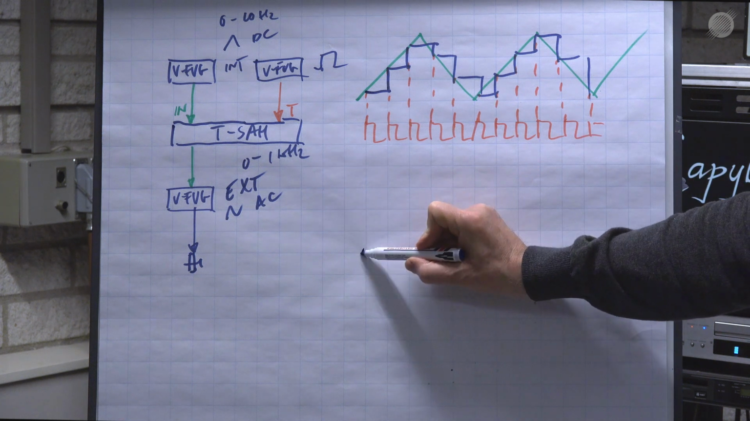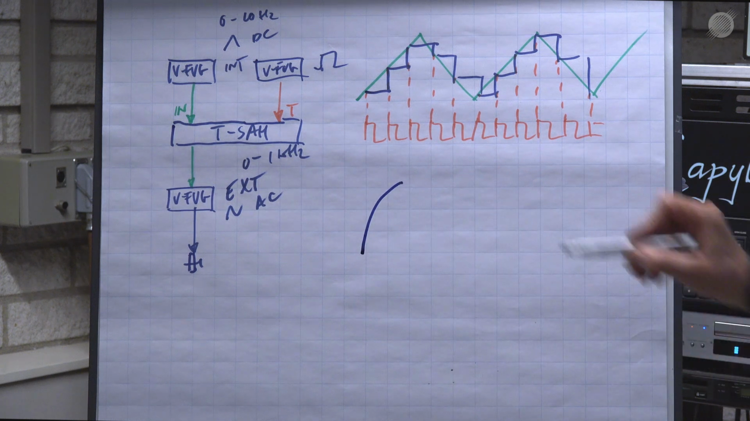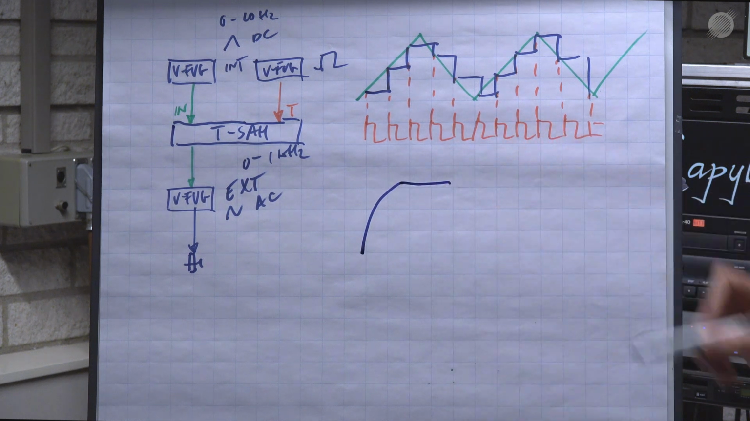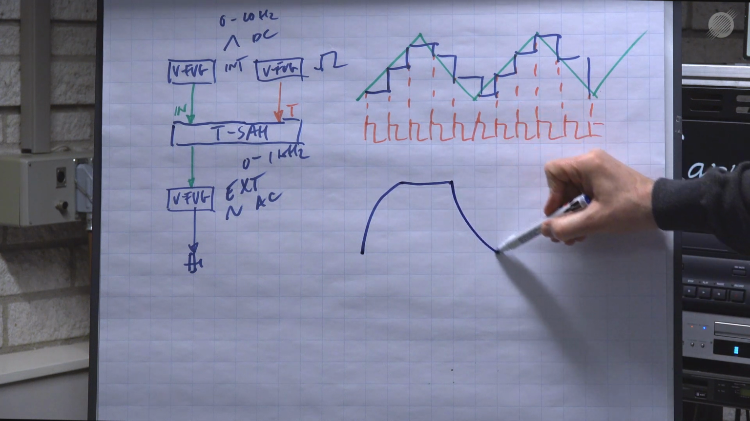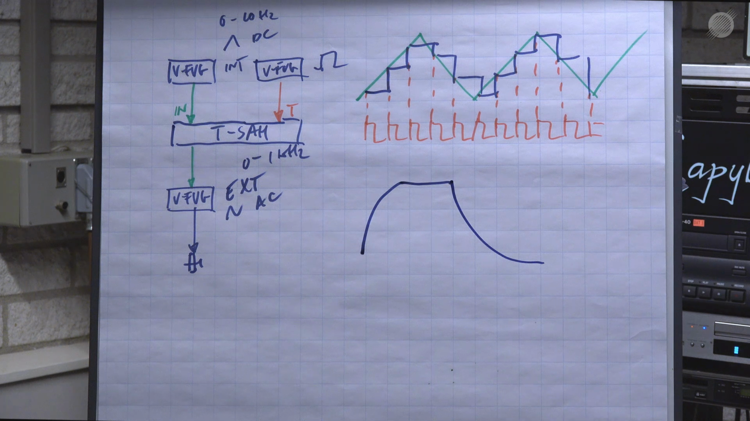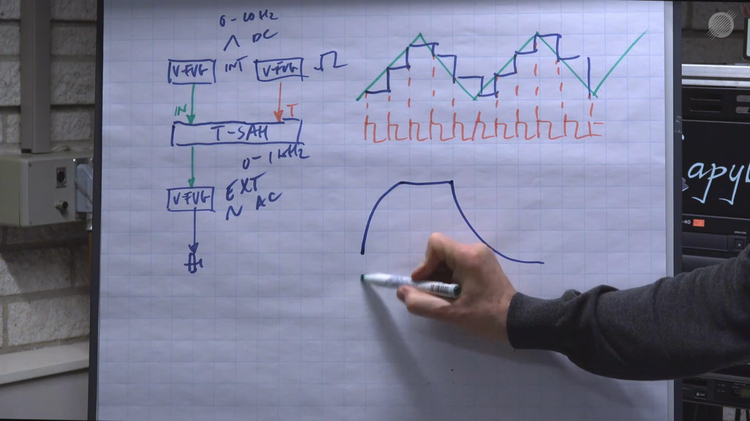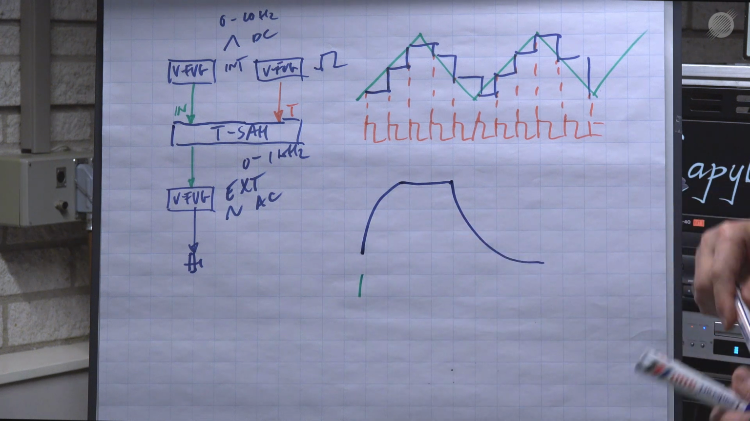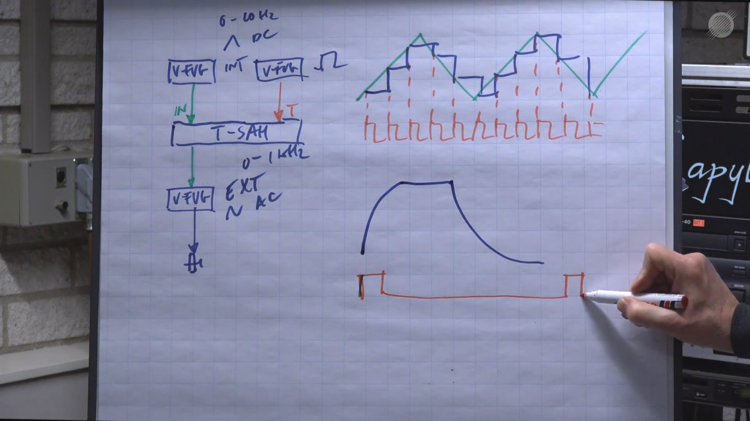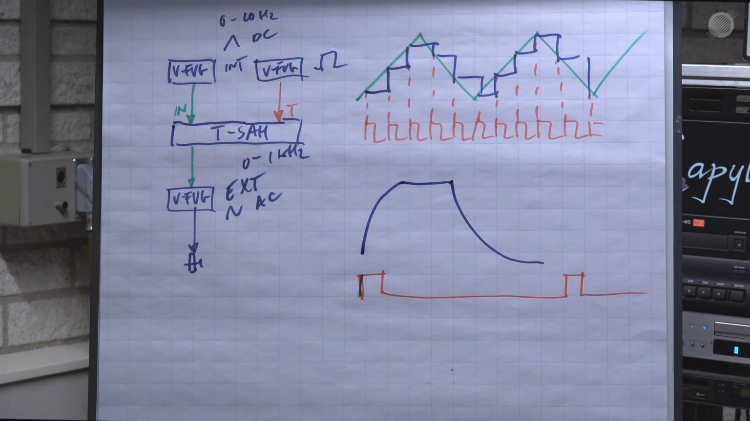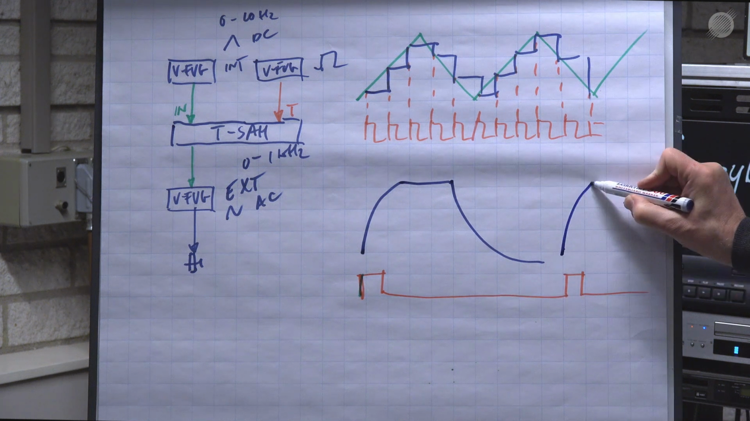The envelope has a rise time and it has a duration, a steady state, and then it has a release time. And as you can see, both of these curves are exponential. And the start trigger for the envelope is here. And then when I give another trigger here, the envelope repeats.